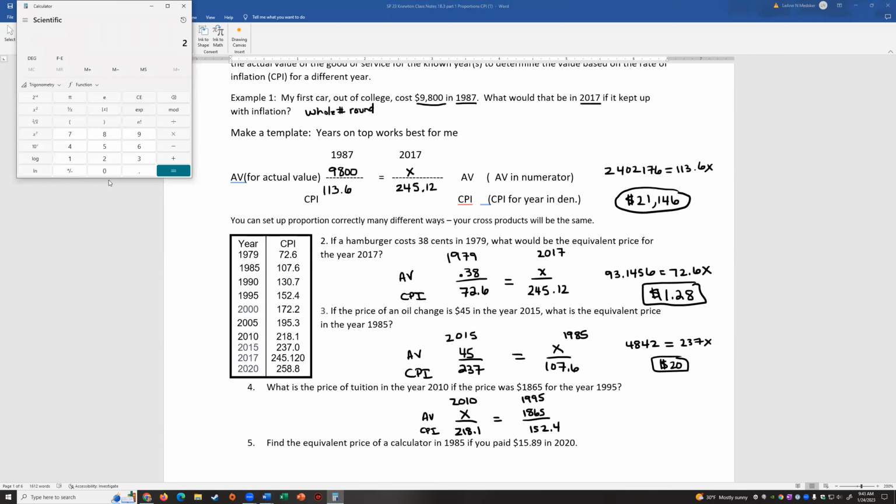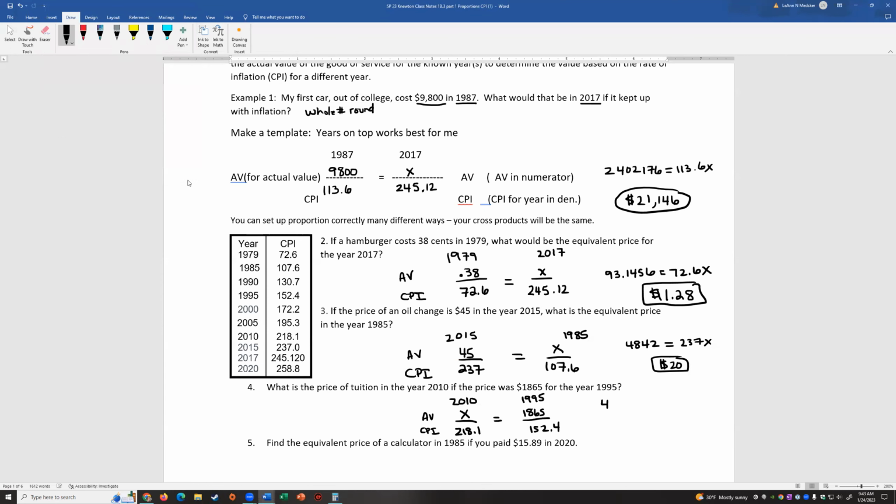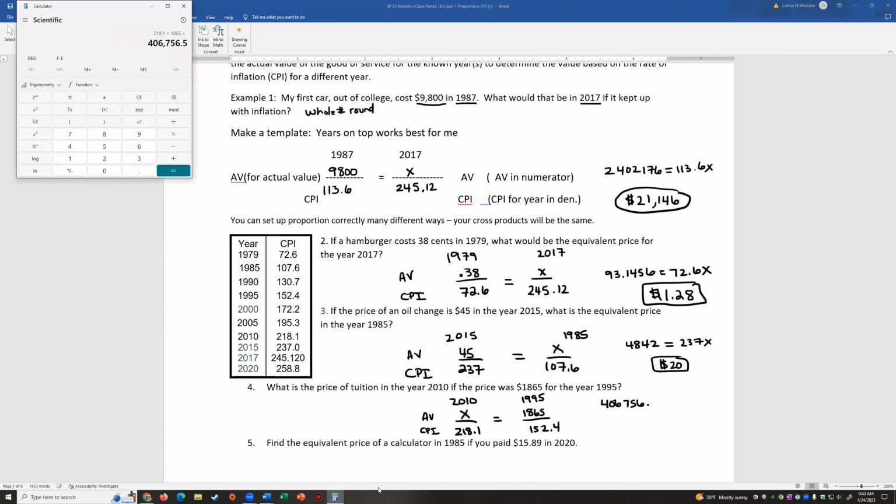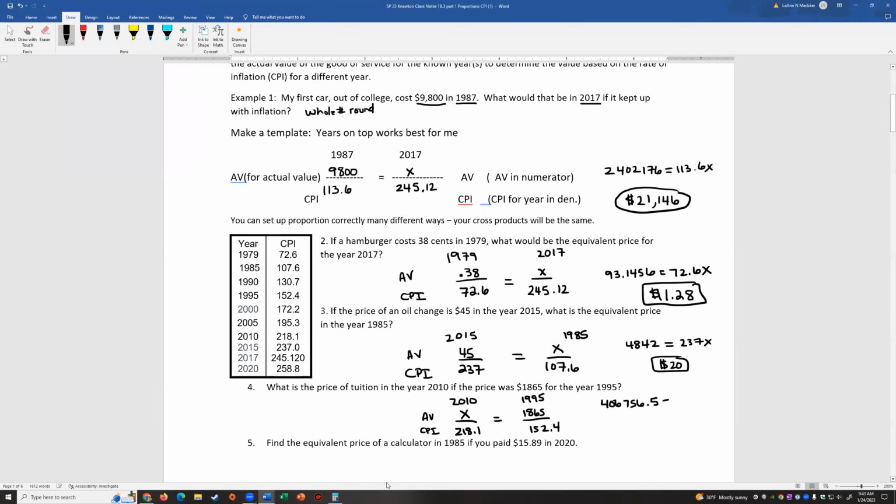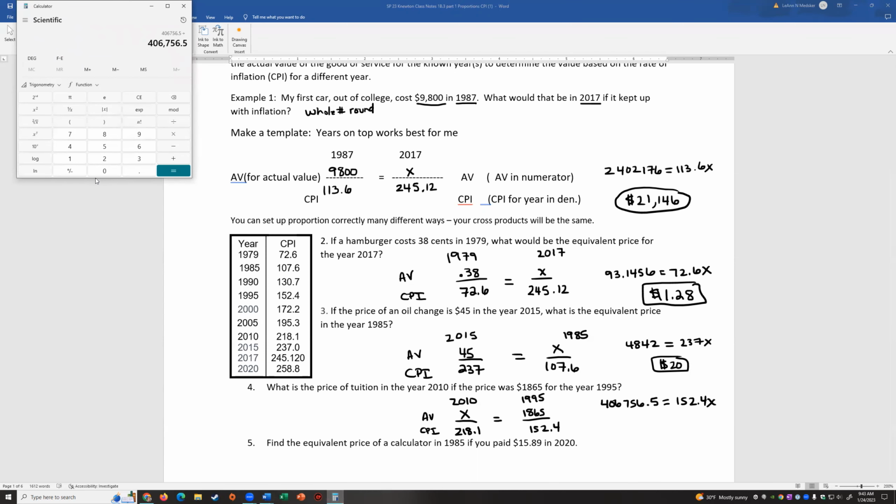So that's going to be 218.1 times 1865. So 406,756.5 equals 152.4 times x. We're going to divide by the 152.4 since that's next to our x.